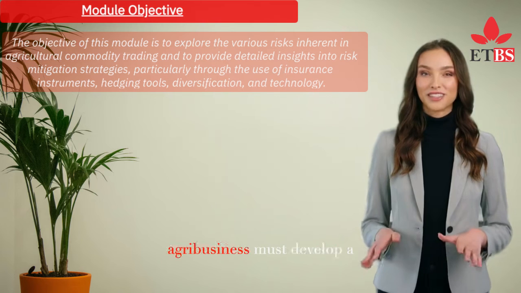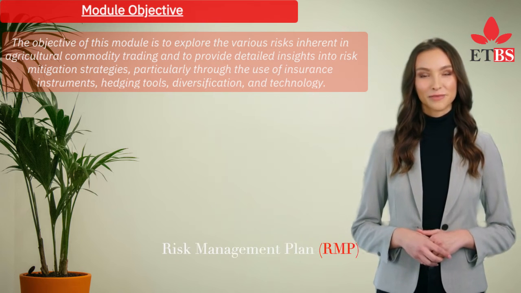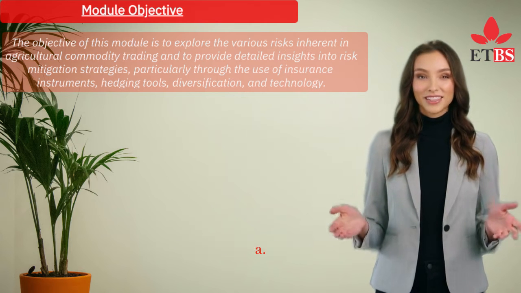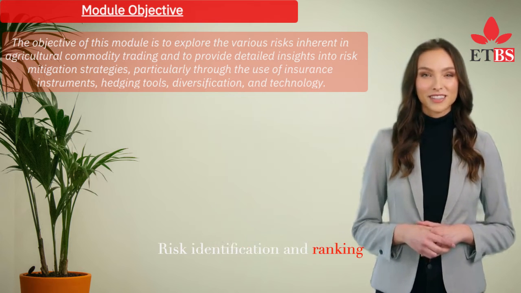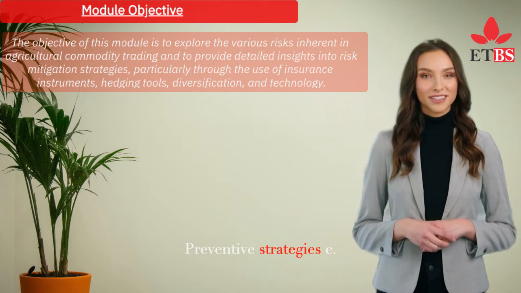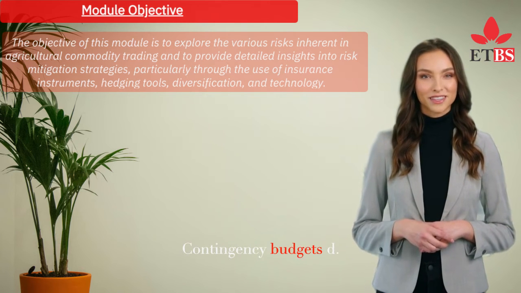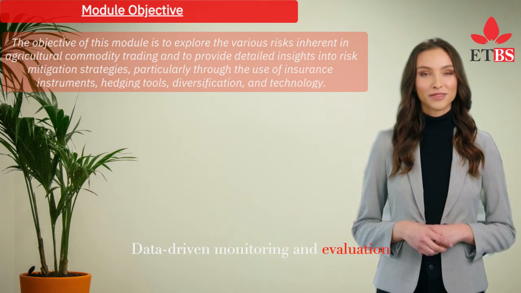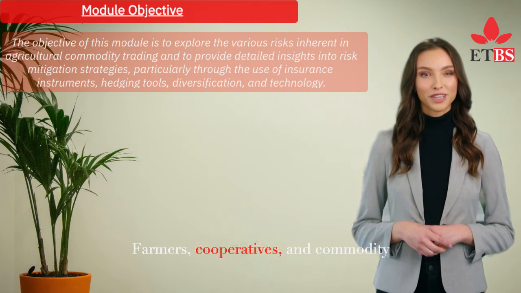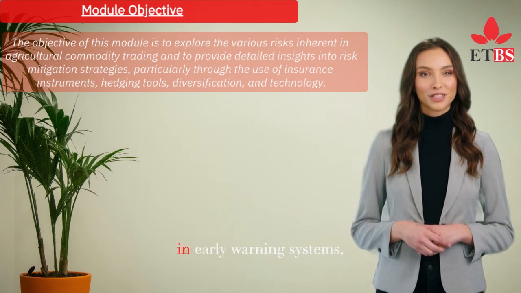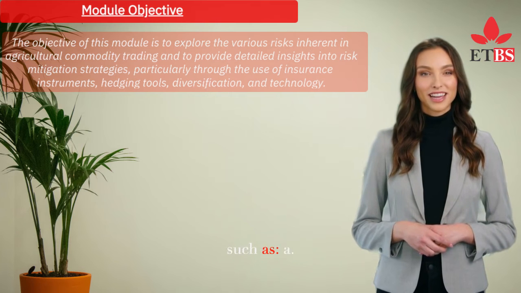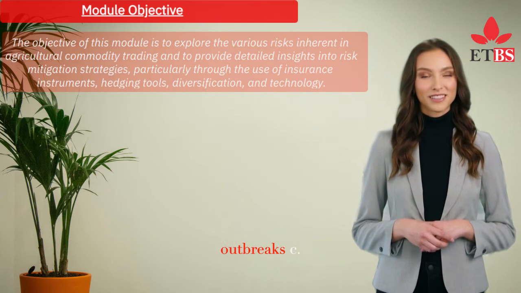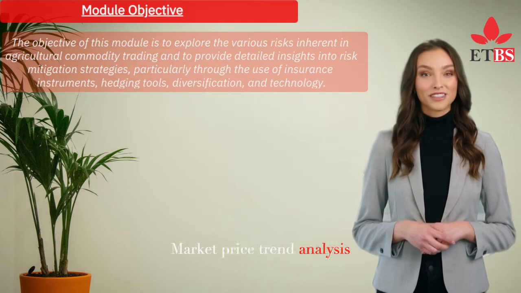5. Integrating risk management in agribusiness planning. An effective agribusiness must develop a risk management plan (RMP) as part of its business operations. This plan should include A. Risk identification and ranking. B. Preventive strategies. C. Contingency budgets. D. Insurance options. E. Data-driven monitoring and evaluation. Farmers, cooperatives, and commodity firms should also invest in early warning systems, such as A. Satellite weather monitoring. B. Mobile alerts for disease outbreaks. C. Market price trend analysis.